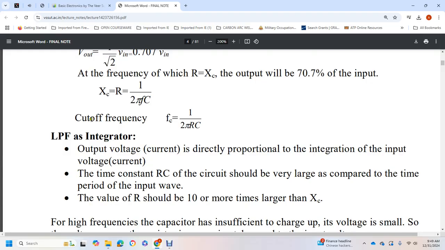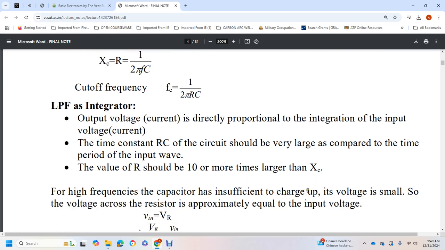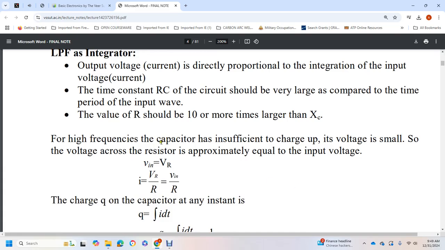The low-pass filter circuit acts as an integrator. The output voltage is directly proportional to the integration of the input voltage. The time constant of the resistance and capacitance of the circuit should be very large compared to the period of the input wave. The value of the resistance should be 10 times larger than the reactance of the capacitor. At high frequency, the capacitor is insufficient to charge up, so the capacitor voltage is small and the voltage across the resistor is approximately equal to the input voltage.